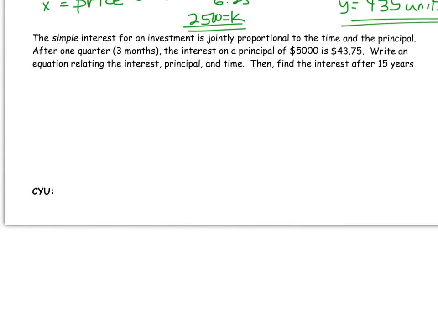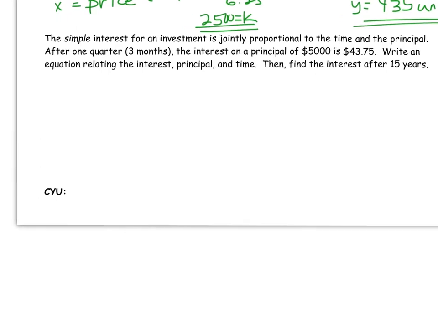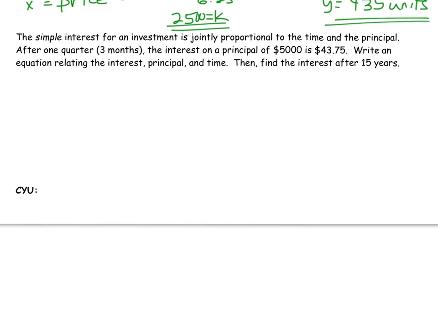Now, in that very first sentence, we see the phrase is jointly proportional to. That would indicate that the value on the left, the simple interest, is our output, and that's the z value this time. Now, it's proportional to time and principal. So those would be defined as our x and y values, and you can put those in either order.